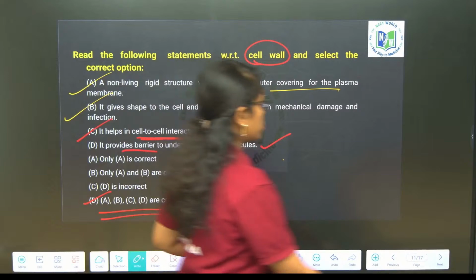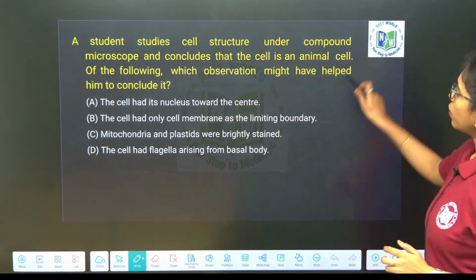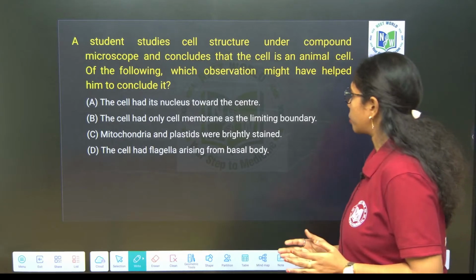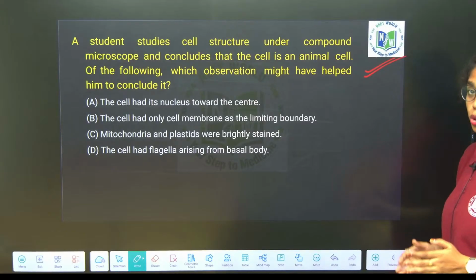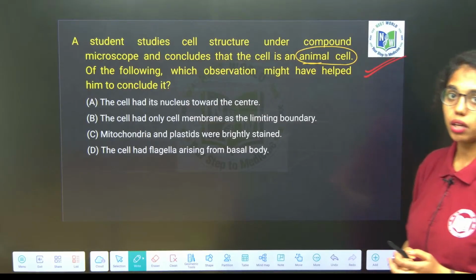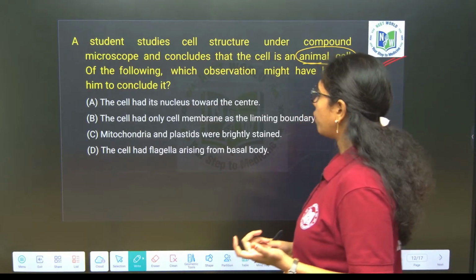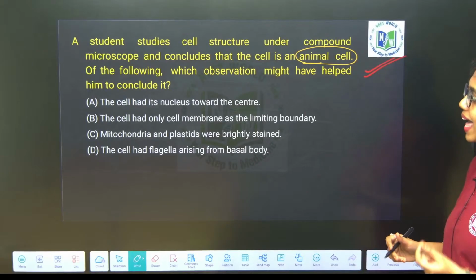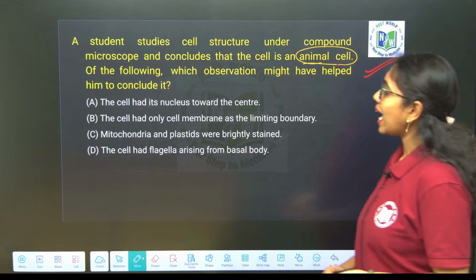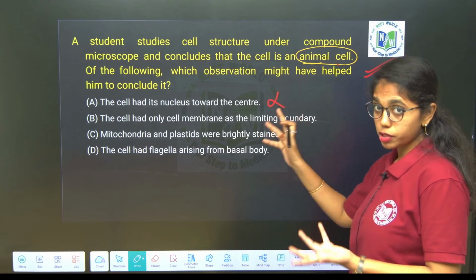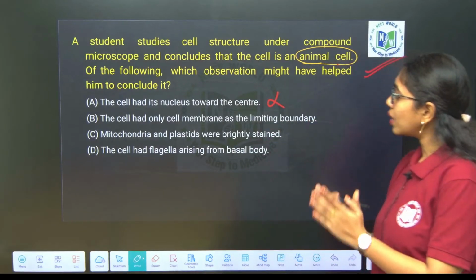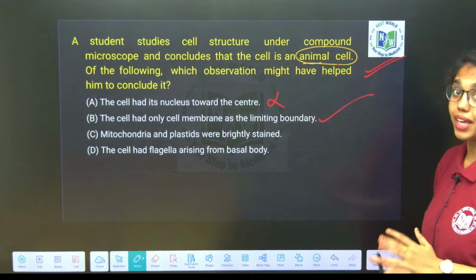Okay. Next question. Here some case based question is asked. A student studies cell structure under a compound microscope and concludes that the cell is an animal cell. Of the following, which observation might have helped him to conclude it? Option A: the cell and its nucleus are towards the center. No, this might not be, because it will be at the center both in plant and animal cell. Option B: the cell had only cell membrane as the limiting boundary. Yes, we can consider this.